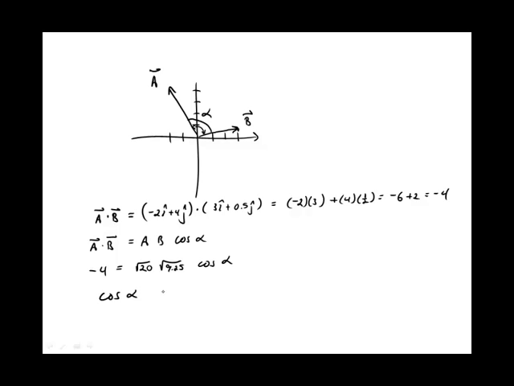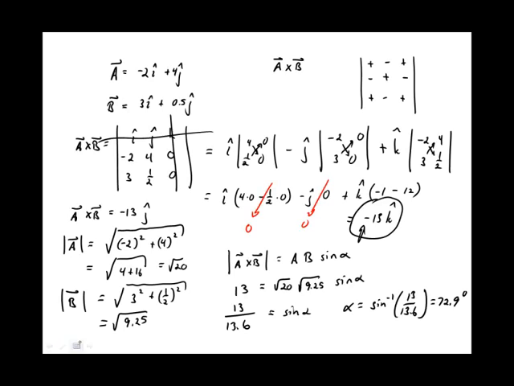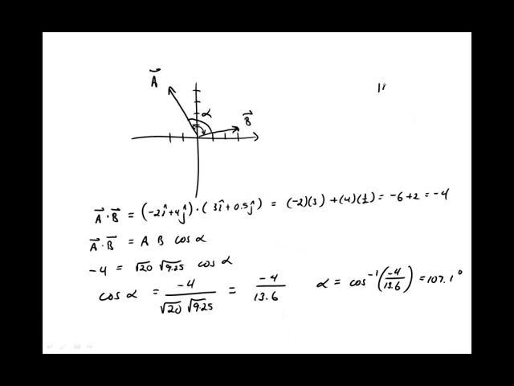So the cosine of alpha equals negative 4 over the square root of 20 times the square root of 9.25, which is minus 4 over 13.6, and then the arc cosine of that will tell me alpha. So it's the arc cosine of minus 4 over 13.6, and that's 107.1 degrees. And so indeed the angle is obtuse, and if I go back to the previous page, we saw that alpha was 72.9, but 107.1 and 72.9 adds up to 180. And so in fact alpha is equal to 107.1.